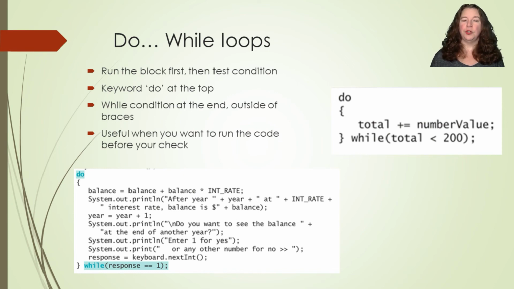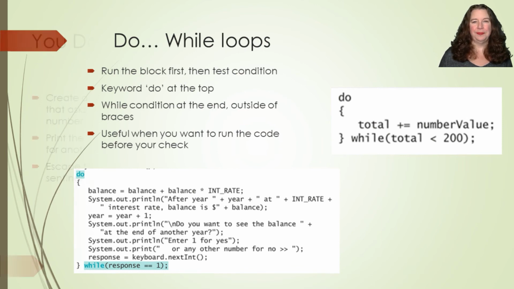Start with the word do, curly braces, and then at the end of the curly braces, throw in your while clause. While response equals 1. In this case, you don't have to have the code that says enter 1 for yes and then asking the input. You don't have to have it twice, because if you were doing a regular while loop, you would put it at the top before the while loop, and then of course put it at the bottom of the while loop to find out whether the user wants to get out. With a do while, we know we want to run the code the first time. So you can use a do while, run it the first time, and then give the user the option of breaking out at the end rather than the beginning. This is useful if you want to run your code before you do your check.